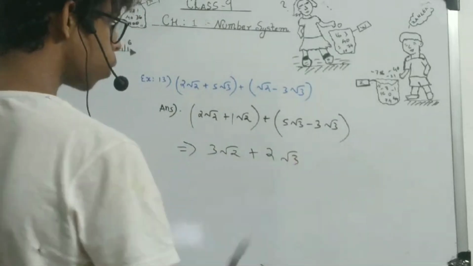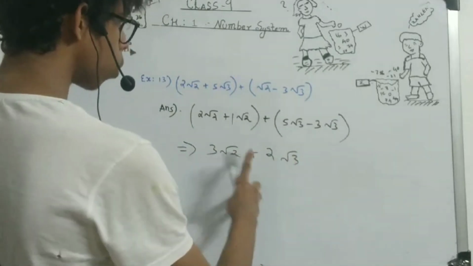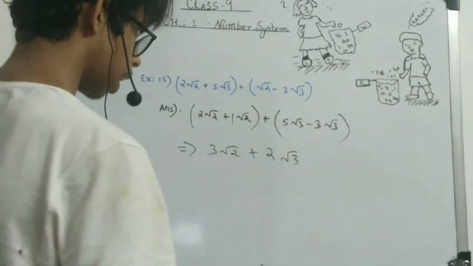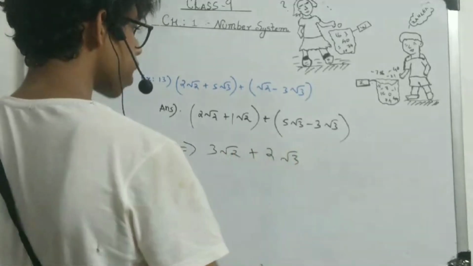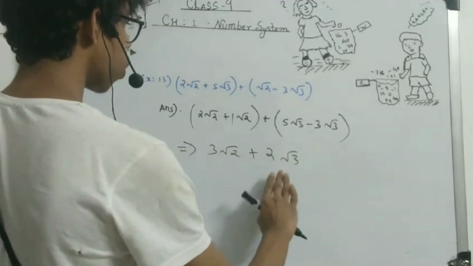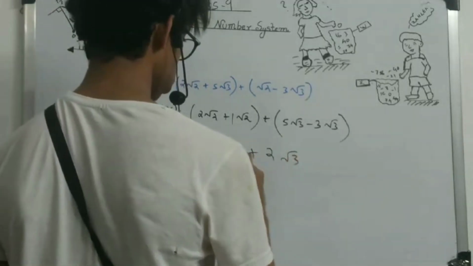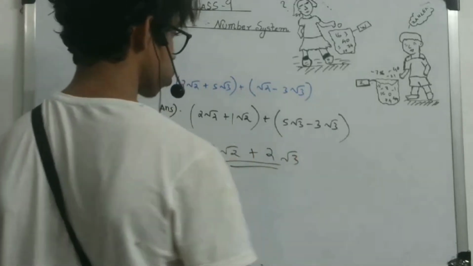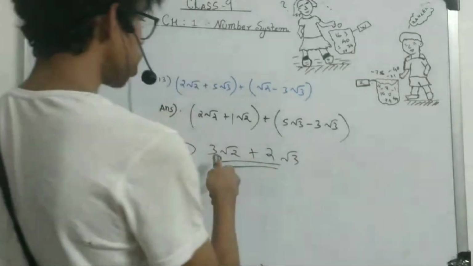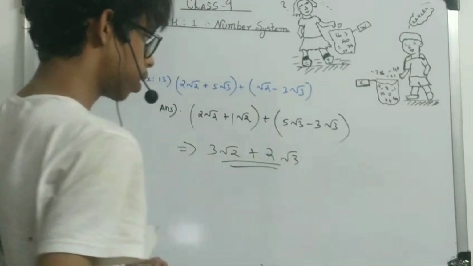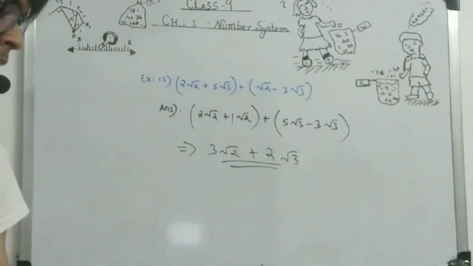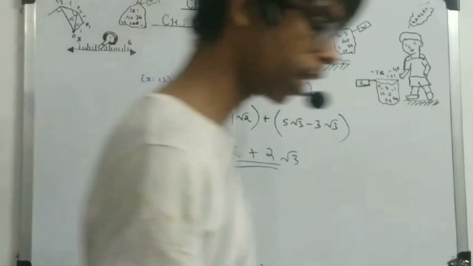You cannot do anything further with this because here we are having root 2, here we are having root 3. Okay, so if the roots are not similar, we simply cannot add both of these things. So this you can write as your final answer. That is 3 root 2 plus 2 root 3. This is your answer. So example number 30.